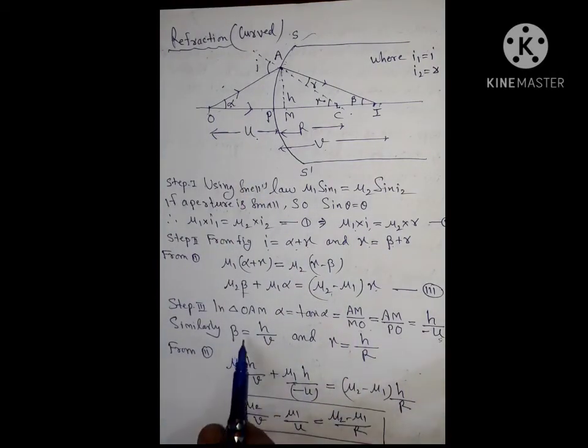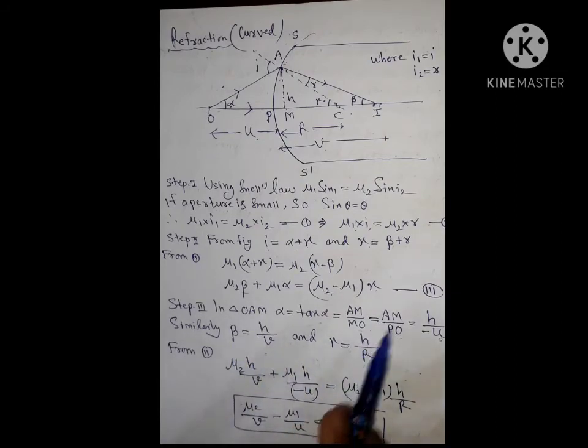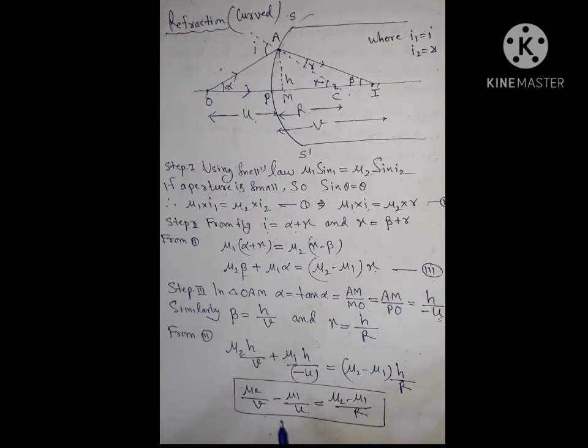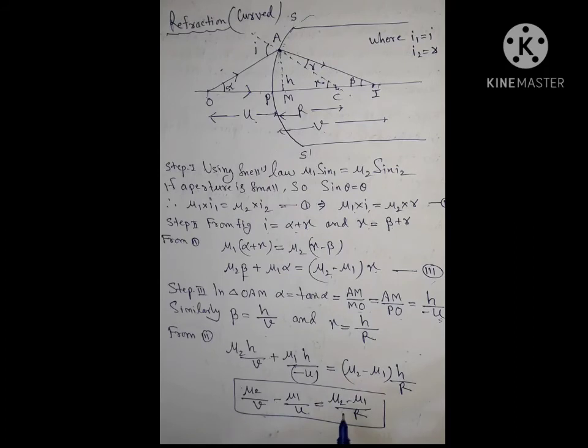Similarly, the values of beta and gamma are h upon v and h upon r. Put these in equation number 3. We will get the result mu2 upon v minus mu1 upon u is equal to (mu2 minus mu1) upon r. This is the required result and this result is valid for any type of refraction, either plane or curved.